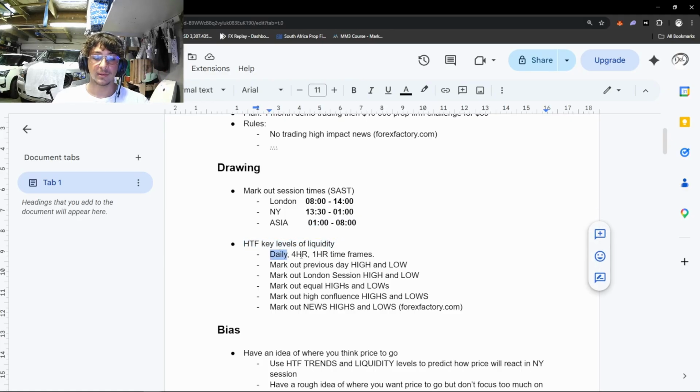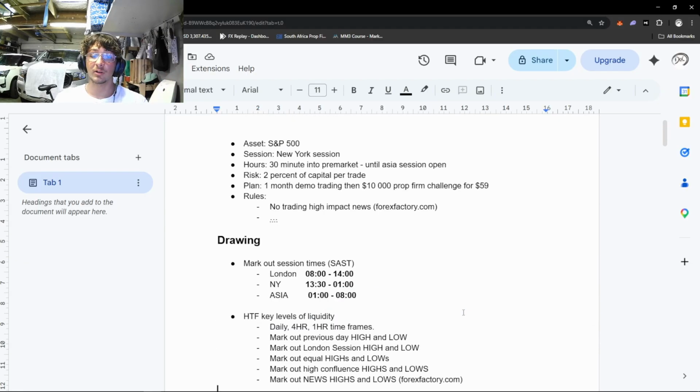So mark out the sessions as well as higher time frame key levels of liquidity. On the daily, the higher time frame means the daily, 4-hour and 1-hour time frames. So mark out the previous day's high and low. Mark out London session highs and lows. Mark out equal highs and lows. Mark out high confluence highs and lows. And mark out news highs and lows. Forexfactory.com. Also, no trading on high impact news.